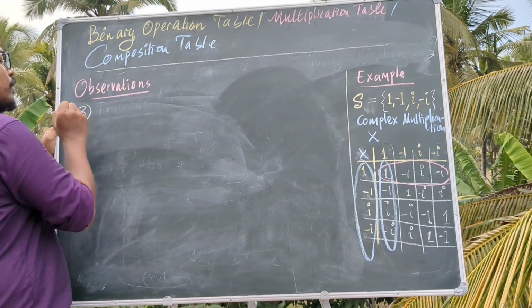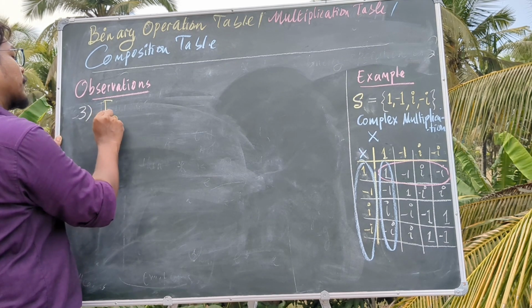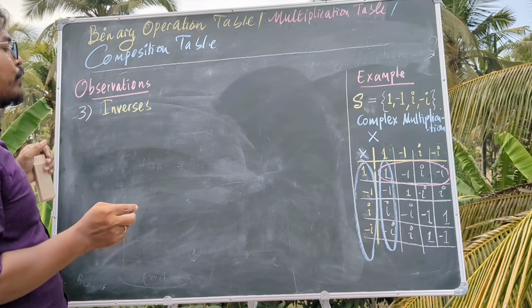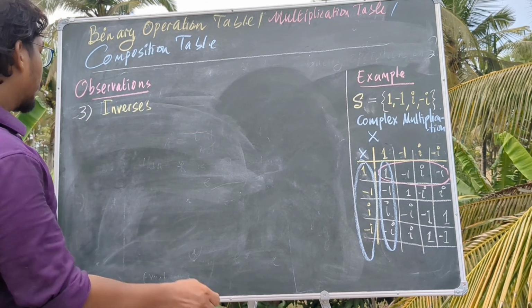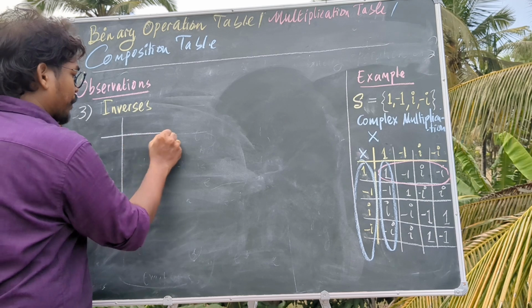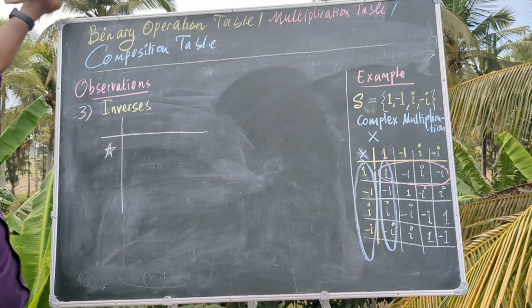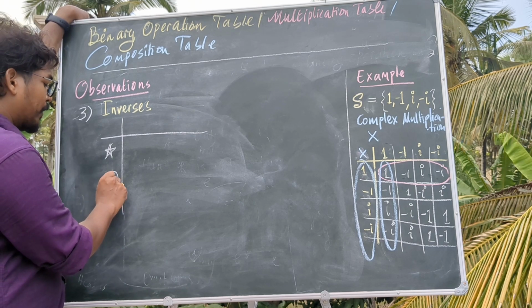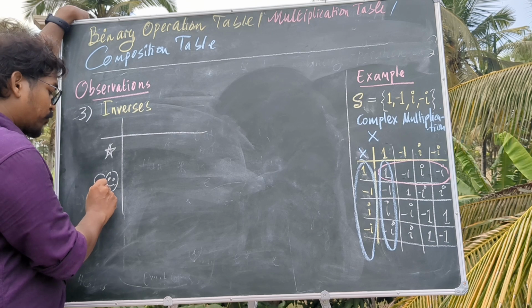Observation is on inverses, and we will search for inverses if on the first hand we have an identity. Suppose we have an identity, suppose star is our identity, and we are finding the inverse of this happy little element, this happy little flower.